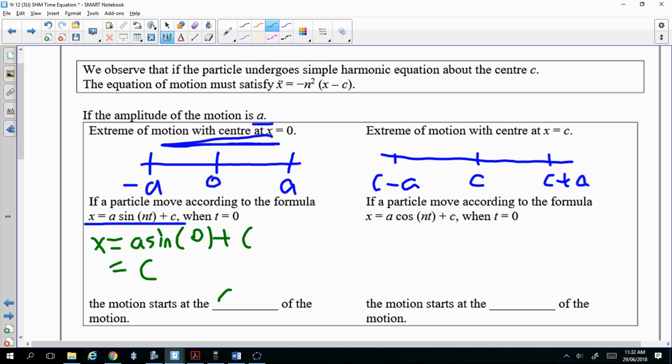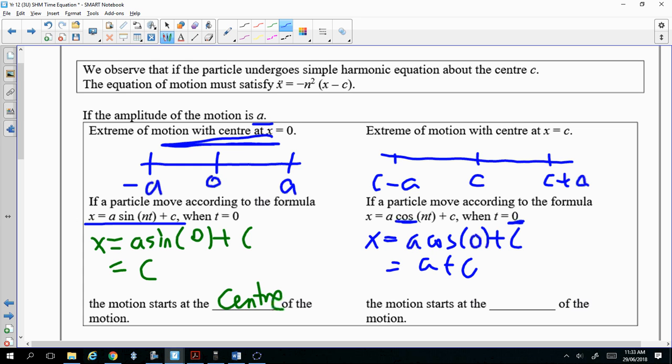On the other hand, if you use the equation with cos and substitute 0, you get a cos 0 plus c. Cos of 0 is 1, so a plus c. So the motion starts from the extreme of the motion. If you use cos to model the motion, it will start from the extreme. If you use sine, it will start from the center. We'll note the difference between them. This part is quite important, so that's why I drew a box around it.